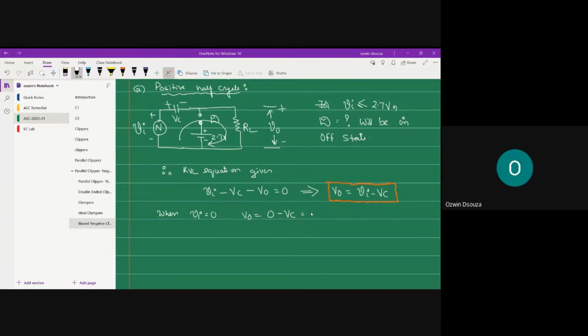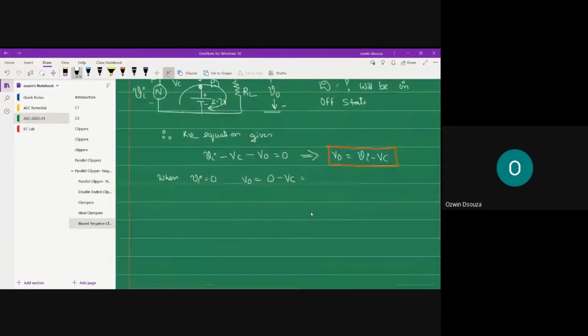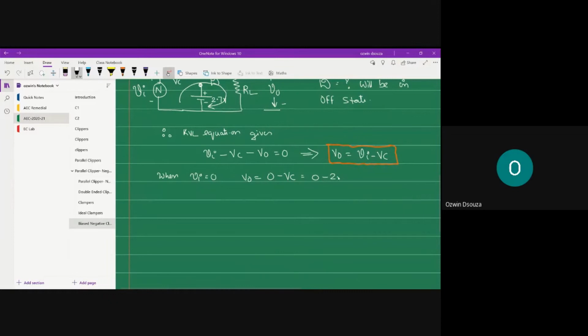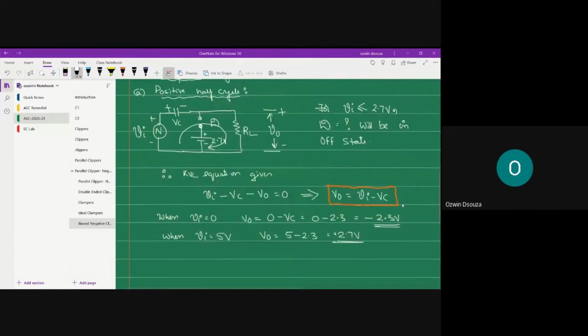So what is VC? The capacitor voltage, which is 2.3 volts. So it is 0 minus 2.3, equal to minus 2.3 volts. That means when your input is starting from the origin, your output starts at the minus 2.3 volts level. On the other hand, when your input reaches the positive maximum value, that is 5 volts, your output is equal to 5 minus 2.3, and that gives 2.7 volts. So this is the circuit scenario for the positive half cycle.